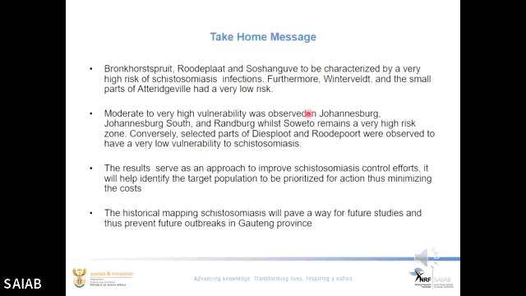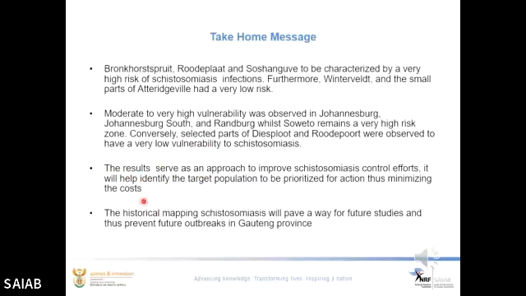Here are some of the important points to ponder. So we have observed the following areas to be characterized by a very high risk of schistosomiasis infections, and also there are parts that were characterized by very low risk of schistosomiasis in the Tshwane municipality. On the other hand, we had the following areas which had very high vulnerability to schistosomiasis infections, and also there were parts in the Johannesburg municipalities that were characterized by very low risk of schistosomiasis.